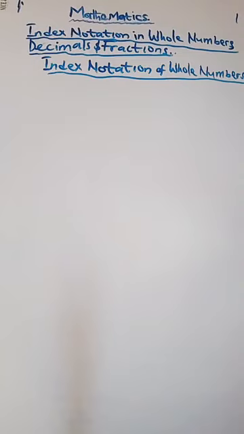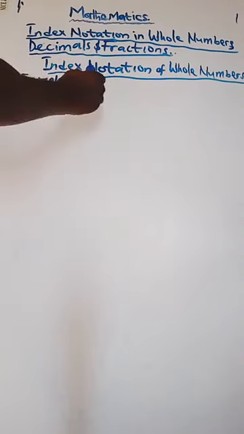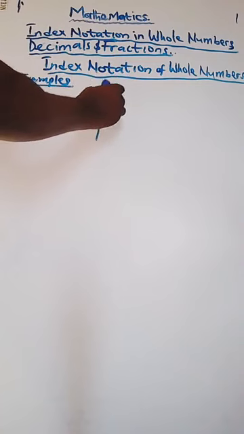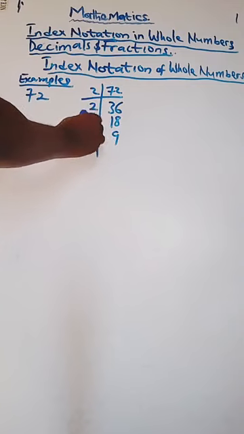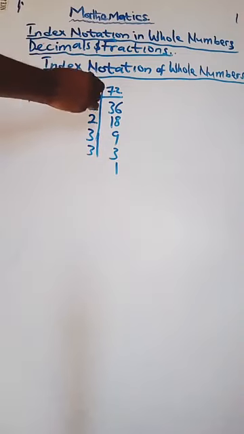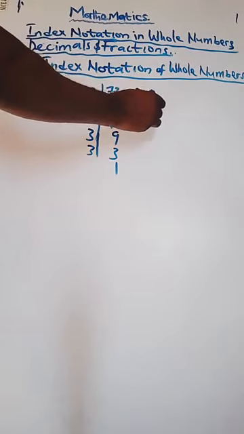Now, let's look at index notation of whole numbers. Now, let's say you have 72. Let's define 72 by looking at the product of prime factors. 2 in 7, 3, remainder 1. 2 in 12, 6. 2 can still go. 2 in 6, 3. 2 in 18, 9. Then you can use 3. 3, 3, 1. 2 times 2, 4. 4 times 2, 8. 8 times 3, 24. So 24 times 3, 72. So it is correct.